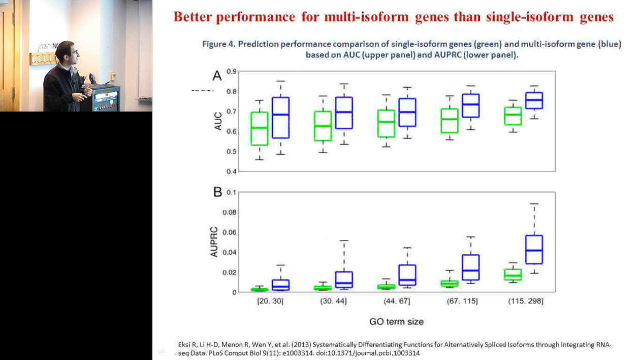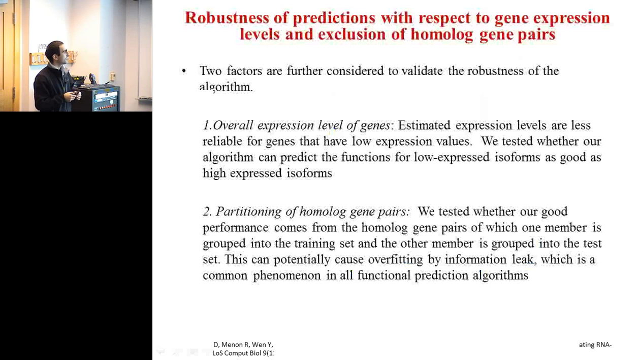If we look at the performance, AUC and AUPRC, for all GO term groups, there is a consistent performance gain for multi-isoform genes compared to single isoform genes. That was another line of validation for us, and that showed us that multiple instance learning does bring some discriminative power. And we also tested the algorithm with respect to two cases.